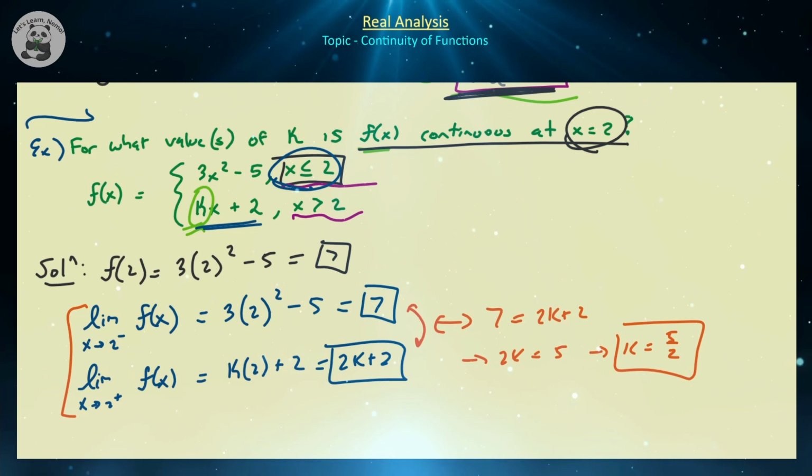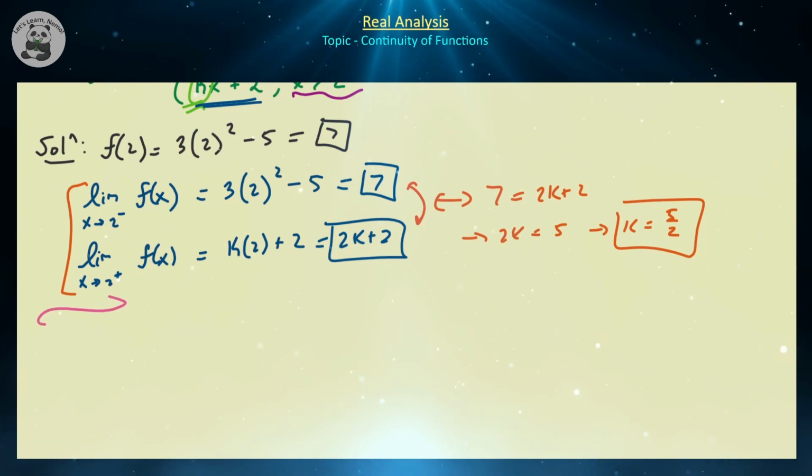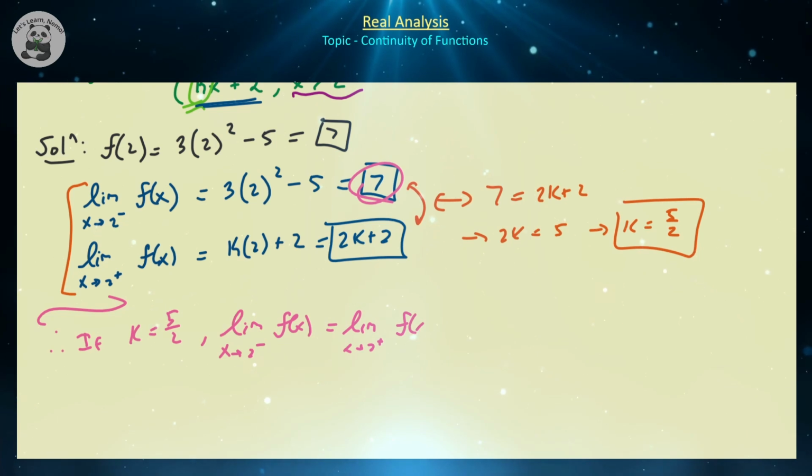So when k is equal to 5 halves, we have that the left-hand limit and the right-hand limit are going to be equal to each other. In particular, they're both going to be equal to 7. Therefore, if k is equal to 5 halves, the limit as x approaches 2 from the left of the function is equal to the limit as x approaches 2 from the right of the function, and both of them are going to be equal to 7.